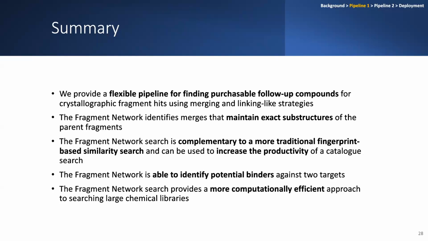The retrospective analysis shows that the fragment network is able to identify potential binders against two known targets. And this also represents a potentially more computationally efficient approach for searching catalogs, as opposed to doing, for example, a virtual screen or similarity search where we have to do a calculation against every single compound in the database. The fragment network instead restricts the search to the compounds in the neighboring chemical space around the fragments of interest. So we definitely have a speed up in the computational resources required.